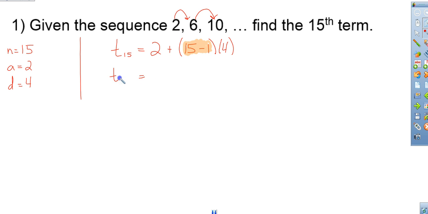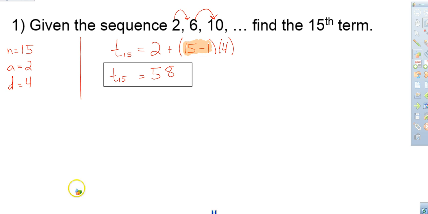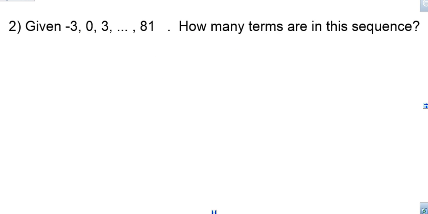So I can just calculate this on my calculator. Term number 15 would be 58. So instead of just adding 4, adding 4, adding 4 over and over, one small calculation can do the work for me. Now, given the information that we have in a question, I can ask you to solve for any part of that formula. So this question is a little bit different.